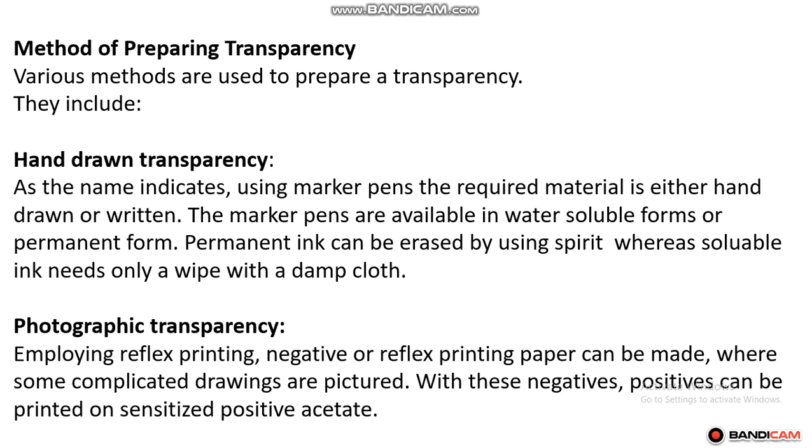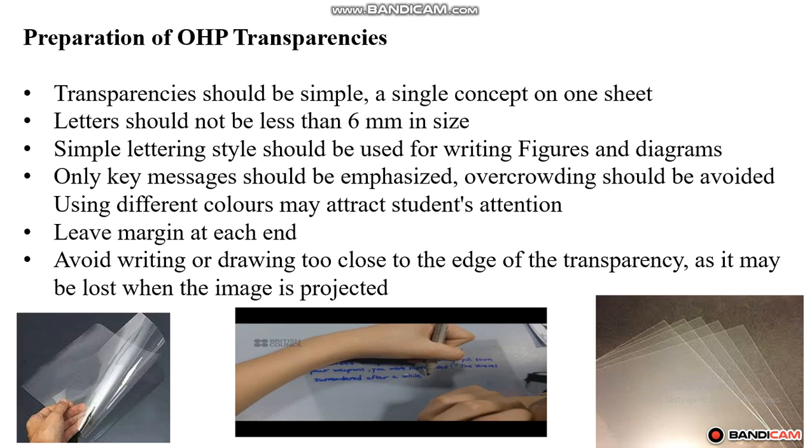So these are the two methods by which transparencies can be prepared. Next is about how the preparations are made. Transparency should be simple, a single concept on one sheet. Don't overcrowd many aspects on a single sheet. When you are presenting content with the help of OHP, only one aspect has to be put on one sheet.